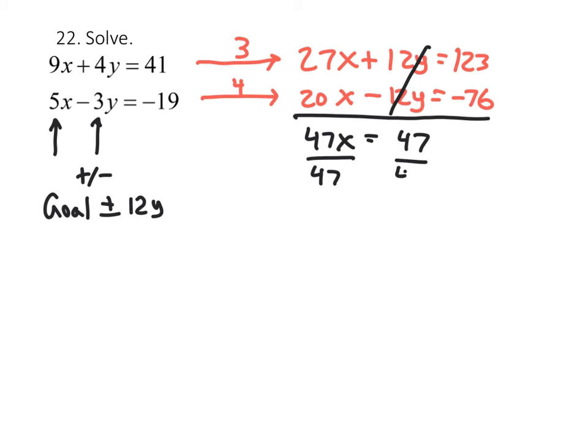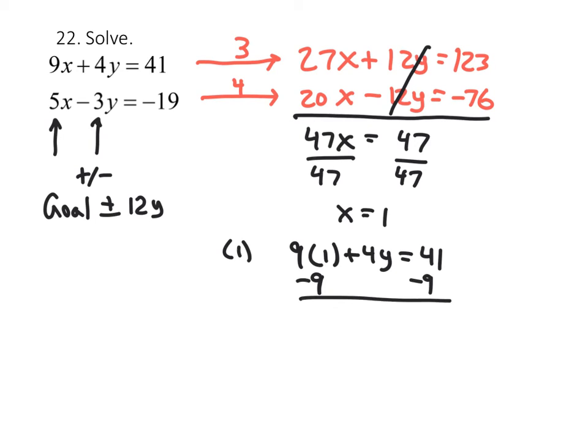Divide both sides by 47, and we get x equals 1. Now we still need a y value to go with it, so I'm going to go back to the first equation. I'm going to put in 1 for x, so 9 times 1 plus 4y equals 41. 9 times 1 is just 9, so I can subtract 9 from both sides. 4y equals 32. Divide both sides by 4, and I get y equals 8. So my solution is the ordered pair 1, 8.